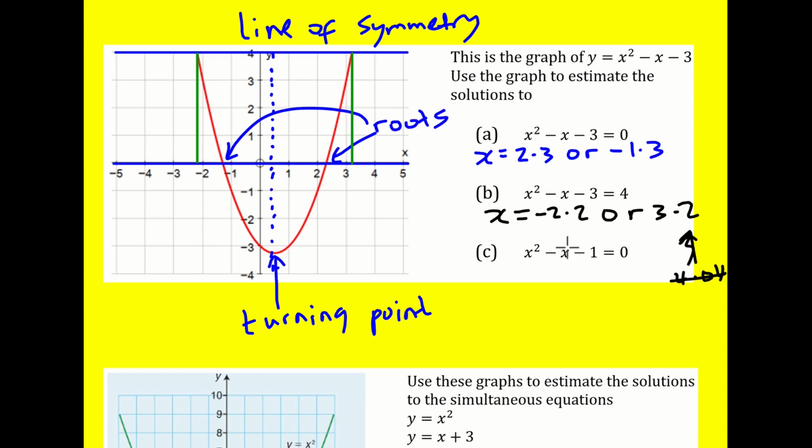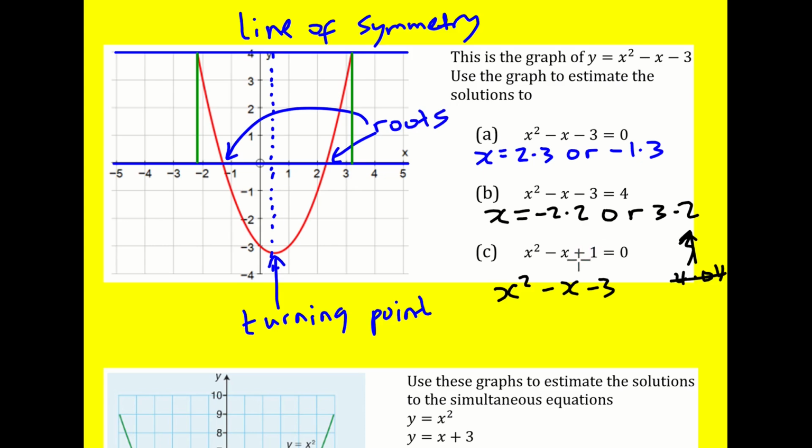Right, what about the last one? x squared minus x minus 1 equals 0. This is the sort of trickiest one so far. How am I going to relate that to this graph? Well, I need to somehow get x squared minus x minus 3 on the left-hand side, because then I can use that graph. So what can I do, I wonder?